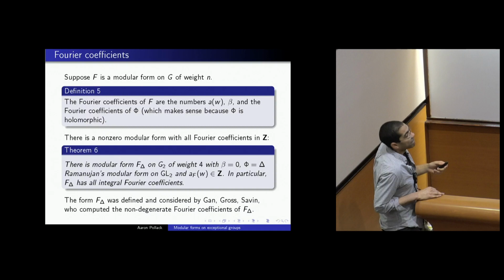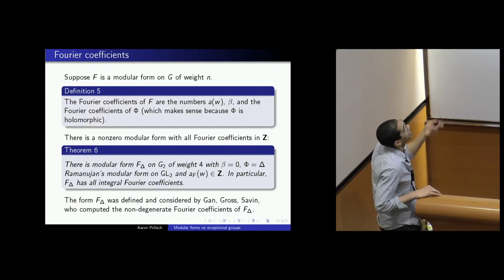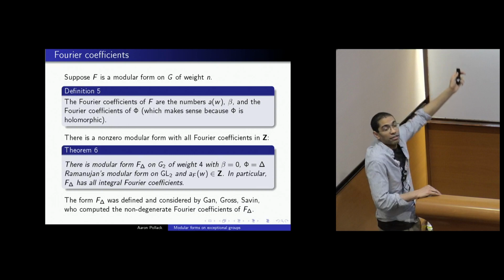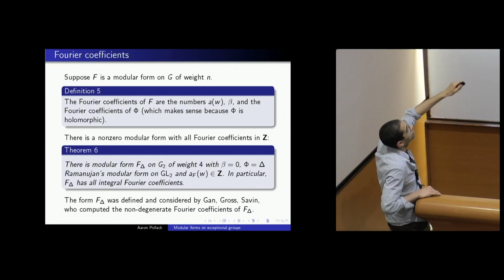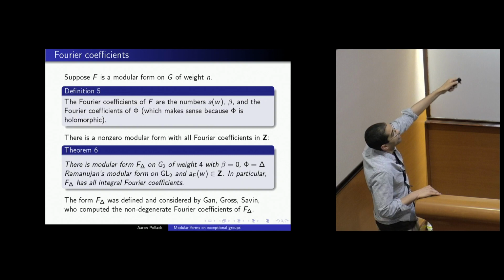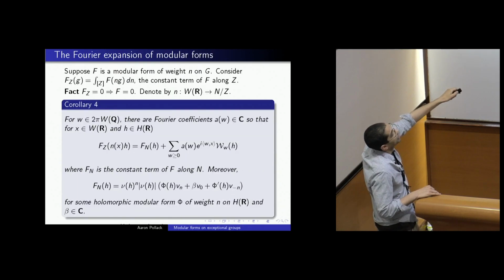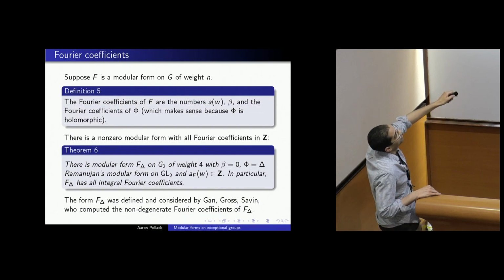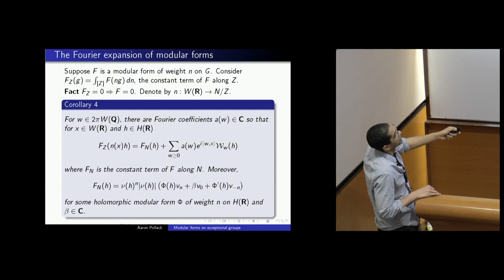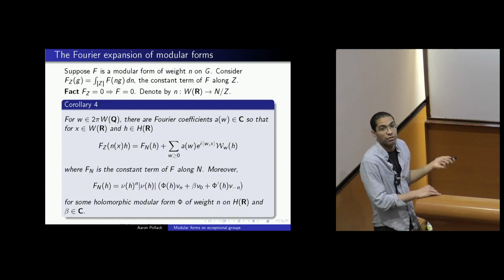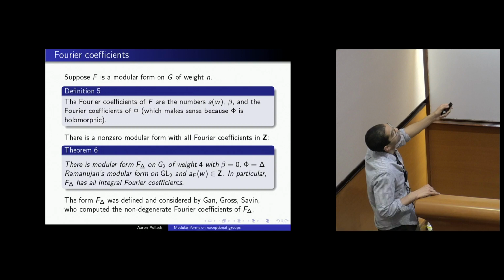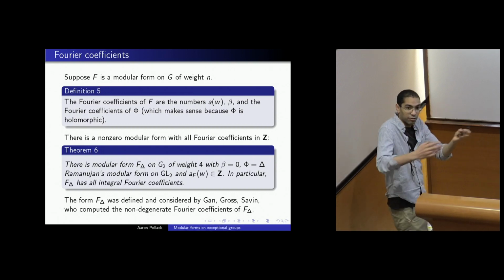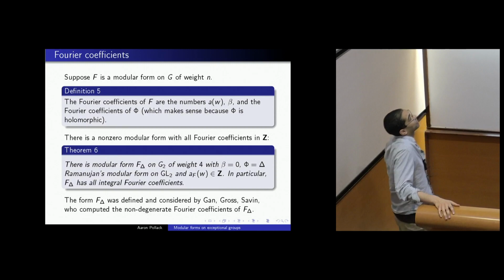Okay. So once you have this corollary, then you can make the following definition, namely, what are the Fourier coefficients of a modular form of weight n on some exceptional group? Namely, the Fourier coefficients are these numbers a of w that appear here, the things multiplying this special function that we have an explicit formula for, and the number beta, which appears here, and the Fourier coefficients of this holomorphic modular form. Okay, which makes sense because it's holomorphic. If it weren't holomorphic, then you couldn't necessarily talk about its Fourier coefficients.